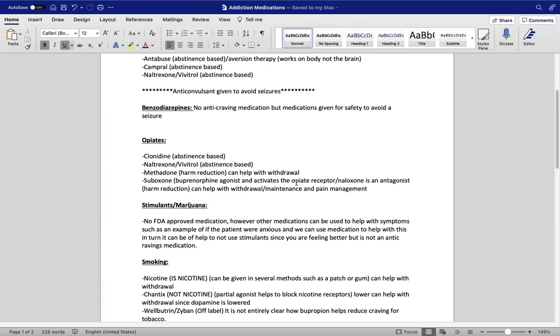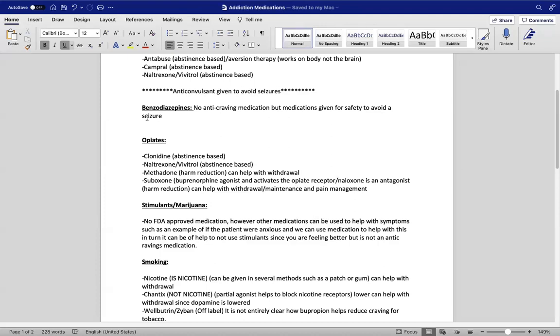Something that I do want to mention real quick is that Antabuse and Campral are not used for withdrawal. They have nothing to do with withdrawal. They are specifically for cravings or aversion therapy, which falls under cravings. Now, when somebody is starting to come off of alcohol, as well as benzodiazepines, we have to be very, very careful. And by the way, benzodiazepines don't have an anti-craving medication either.